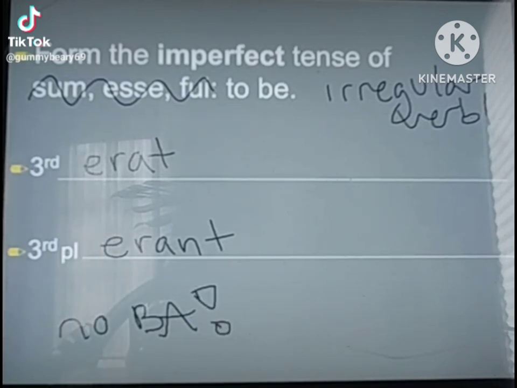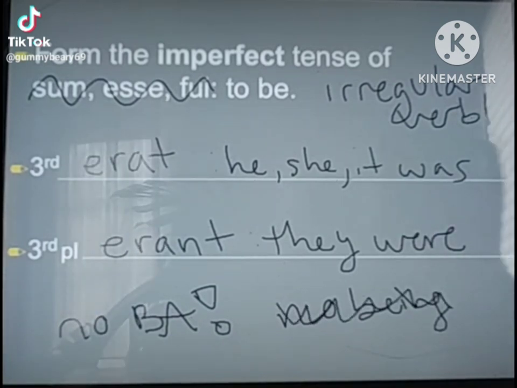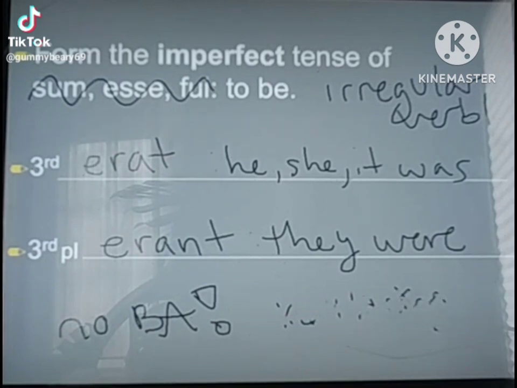But it's still imperfect. So we'll translate as he, she, or it was. And then the plural, it'll be they were. We also have no BA. I'm going to even erase it so it's no longer here. One of the most common errors I see is people trying to put a BA. There is no BA before perfect tense. It is erat in the singular and erant in the plural.